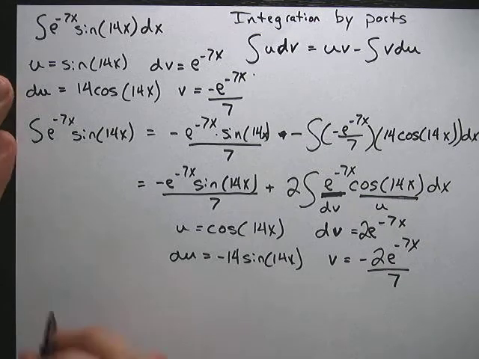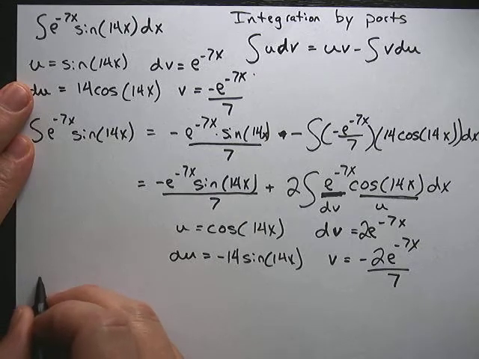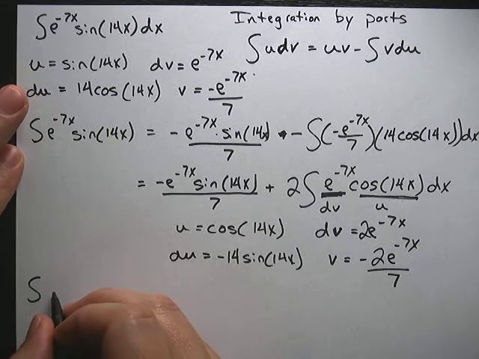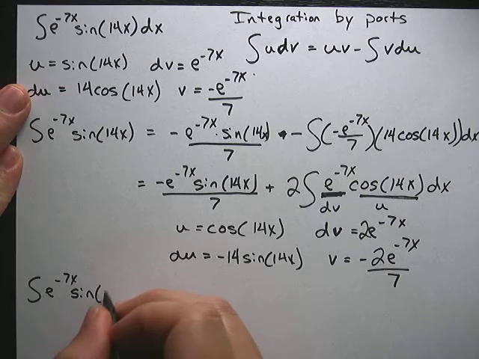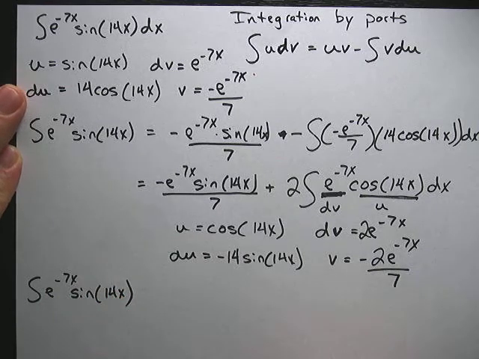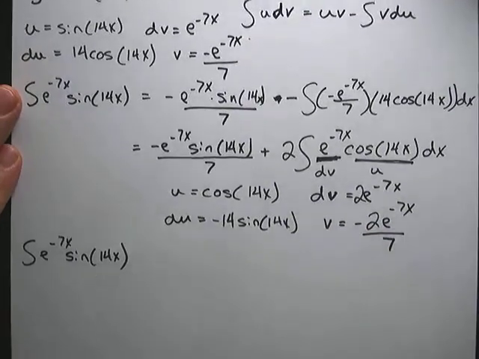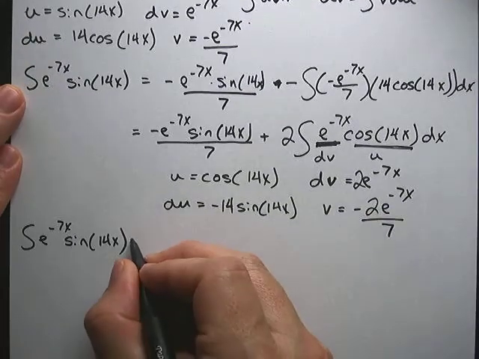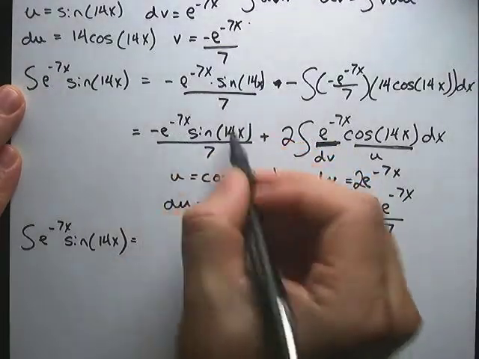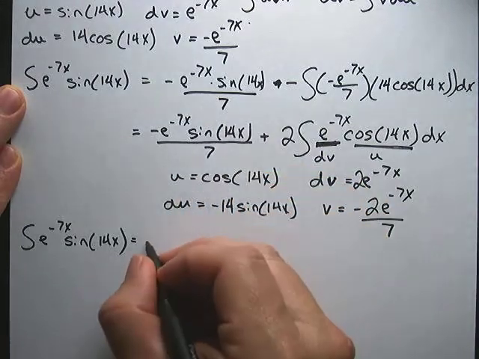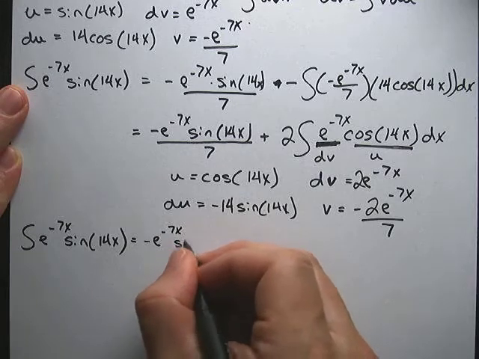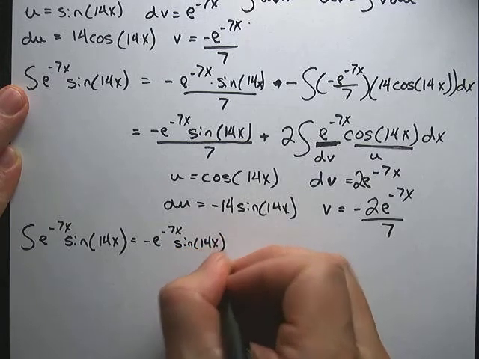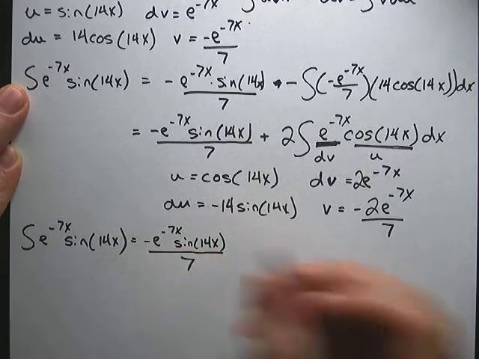Okay, so let's rewrite the integral here. So we've got e to the negative 7x sine of 14x. I'm going to have to start writing a little bit smaller here so I have room for everything on this line. Equals, let's get our first term here that we didn't change at all. So negative e to the negative 7x sine of 14x over 7.